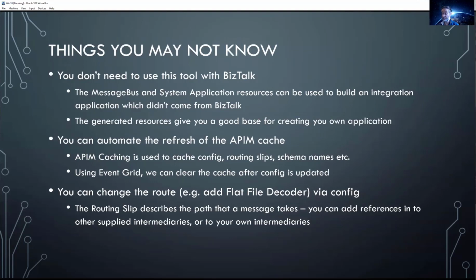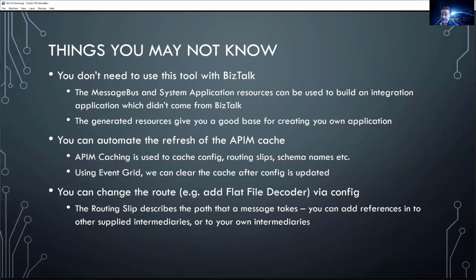So things you might not know. You don't have to use this tool with BizTalk. At the moment, you kind of do need an MSI in order to run it, but you could just create an empty MSI and just take the output of the tool and deploy it. So the message bus and system application resources can be used to build an integration application, which didn't come from BizTalk. You can set up your own configuration, and there's been talk about writing some open source tooling to help editing the config entries and the routing slip and things like that, because then you could build an integration solution from pieces that are pre-deployed and pre-tested, something similar to, say, the ESB toolkit. And the generated resources give you a good base for creating your own application.